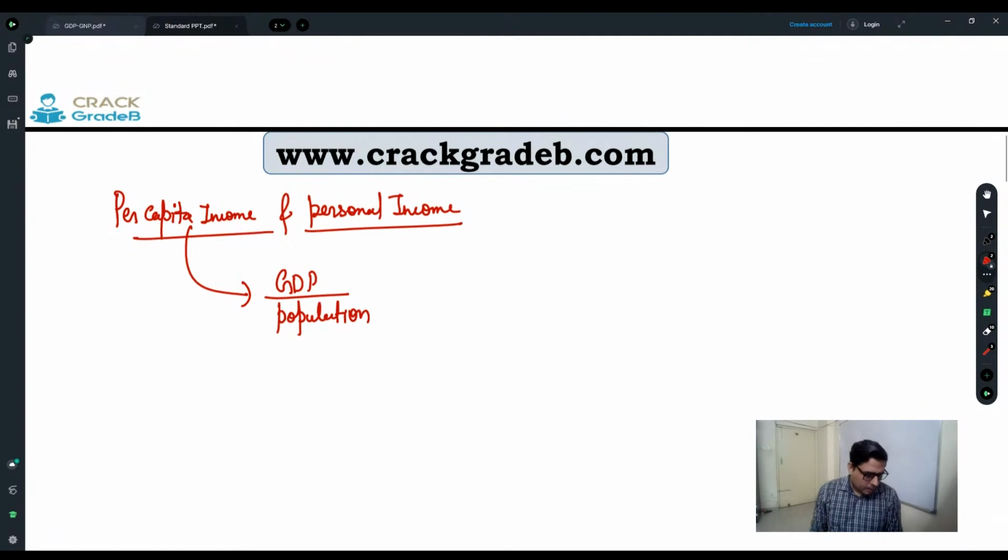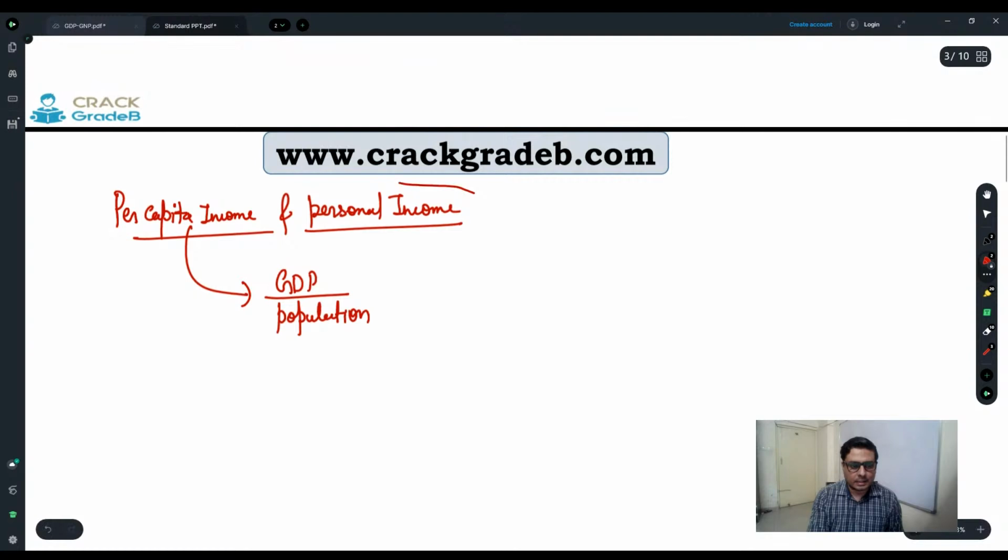Can we determine the inflation percentage with the GDP deflator? Yes, for that purpose it is used to determine the percentage of inflation. So to get the per capita income, we take GDP upon the population.